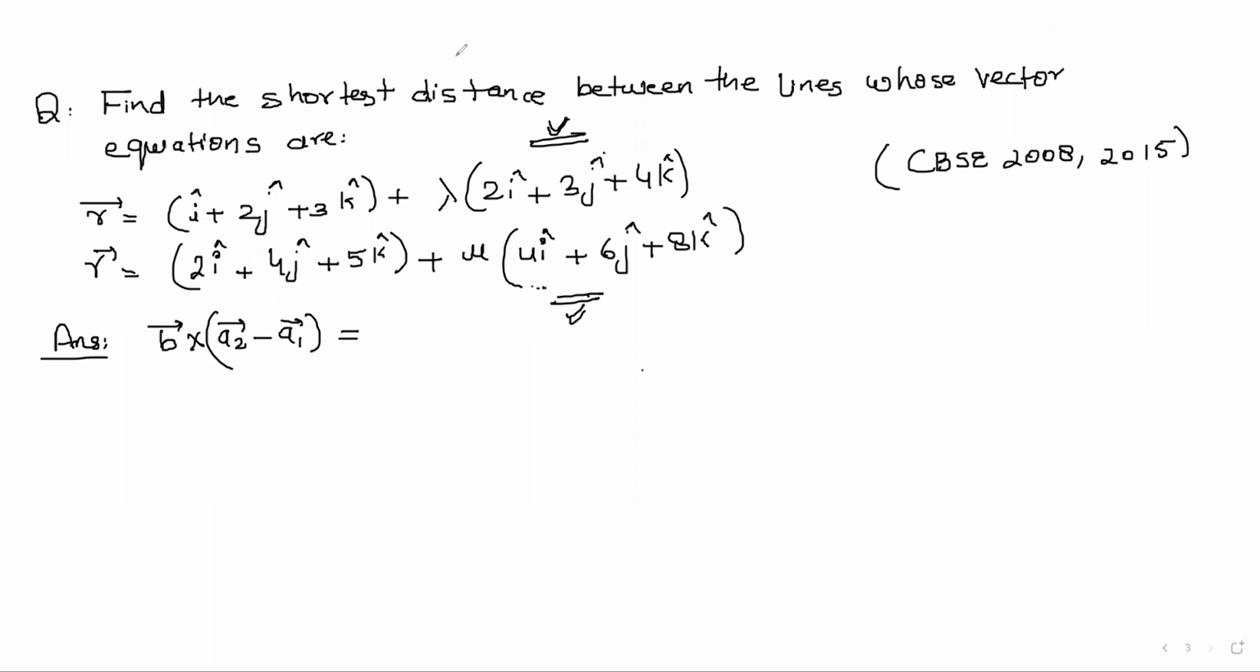Sir, is it under root 12? Under root 12? No, it's in vector form. Can you tell me what you're getting for this one? First, you need to find A2 minus A1. So subtract these two. Then you have to find the cross product with B.